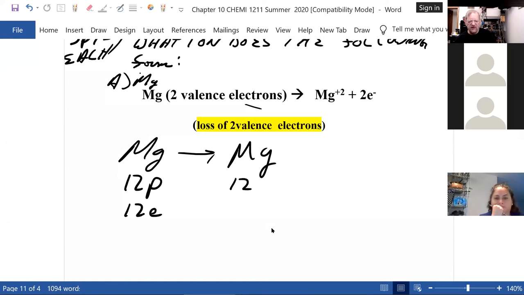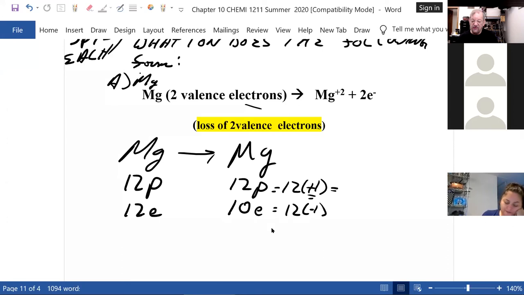Now, this will still have 12 protons, but because it lost 2, so it has an octet, it will have 10 electrons. Now we have to do some very tough math. What's the charge on a proton? Hopefully you learned that for test one. Positive. What's the charge on an electron? Negative 1. Let's do the math. 12 times plus 1 is plus 12. Minus 1 times 10 is minus 10. Now, if I add these together, plus 12 minus 10, I get a plus 2. Now, that's going to be the charge on magnesium.